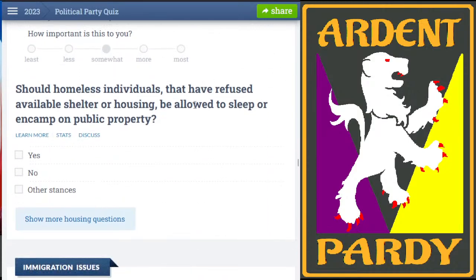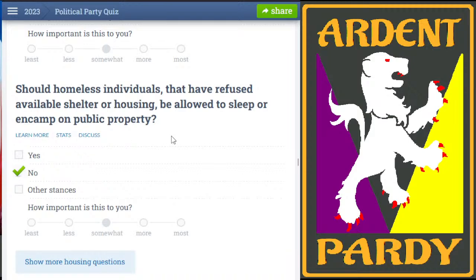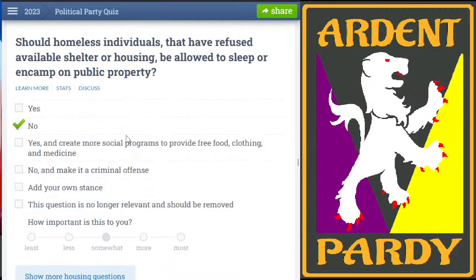Should homeless individuals that have refused available shelter or housing be allowed to sleep or encamp on public property? No. If they're not paying taxes, they don't get a right to. I wouldn't make it a criminal offense, though. But if they're not paying taxes, and generally the homeless don't pay taxes, but if they're refusing to avail themselves of public funding programs, why would we let them live on public property?